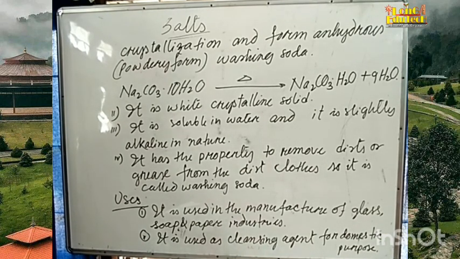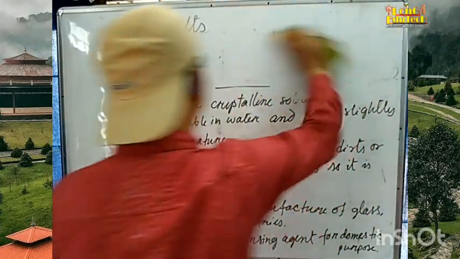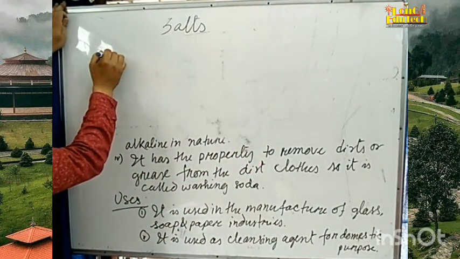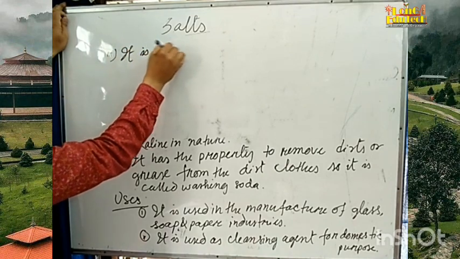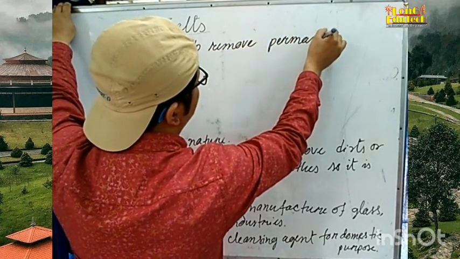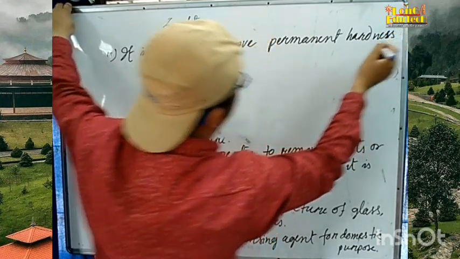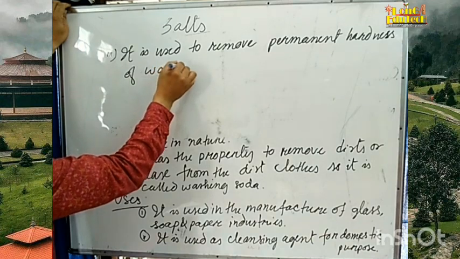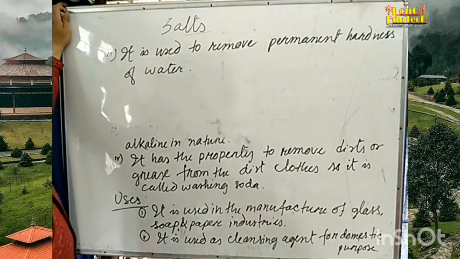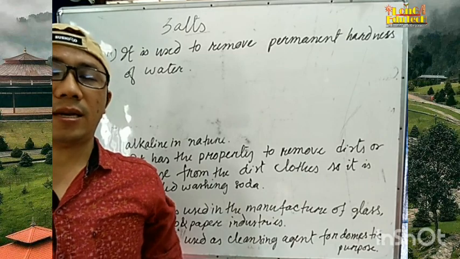Number three, it is used to remove permanent hardness of water. Water is of two types. One is soft water, another one is hard water. Soft water is the water which is used by us for our daily consumption like drinking, bathing, washing, and all.